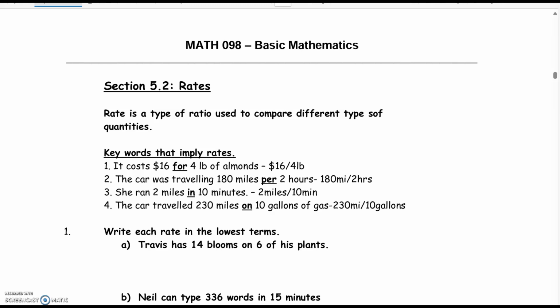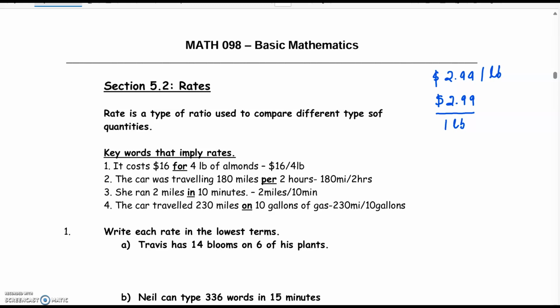Now we're going to look at rates, and rates are nothing but ratios, except that we are comparing two different types of quantities. So, for example, if I say potatoes cost $2.99 per pound, what does this mean? It just means potatoes cost $2.99 for every 1 pound. So it's $2.99 to 1 pound. So this is a rule that defines how much potatoes cost.